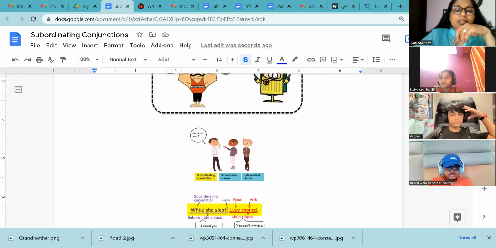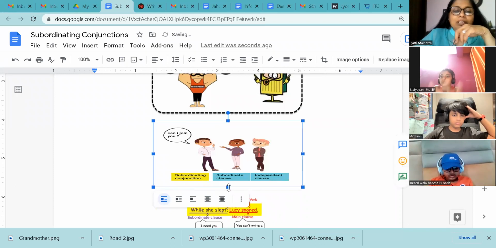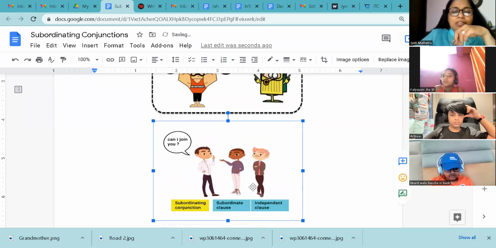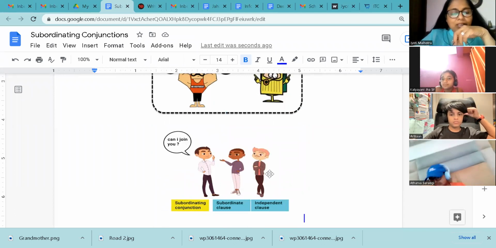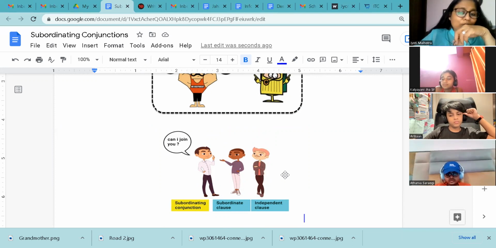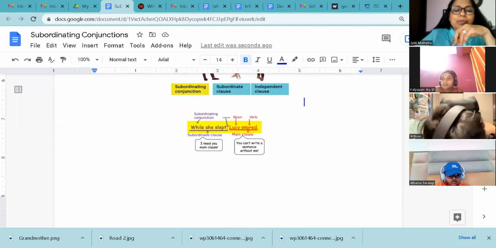So look at this image. Here I have two clauses standing. One is an independent clause, the other is a subordinate clause. And then a subordinating conjunction comes and asks them, can I join you? Do you like this cartoon, children? Yes. Let me give you an example.